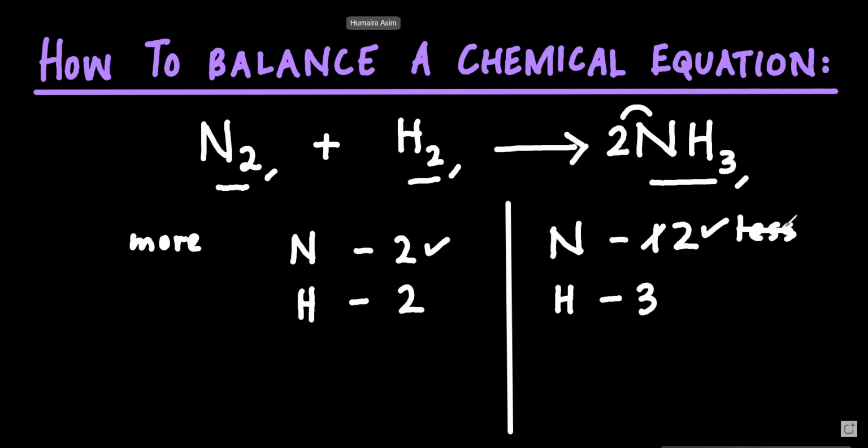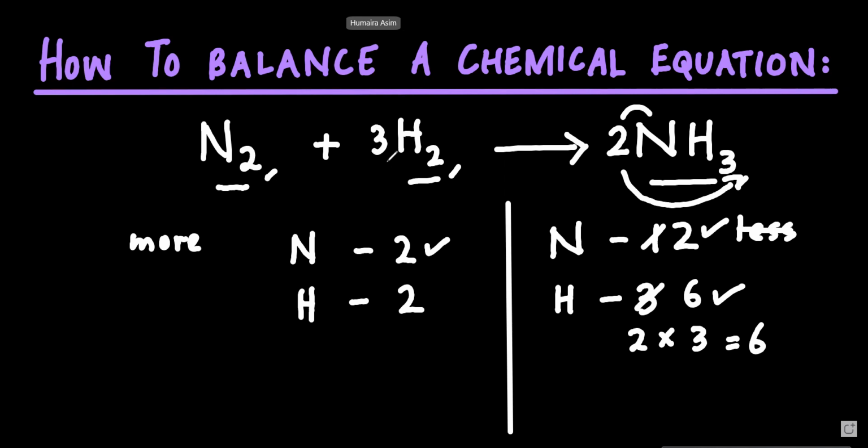But now how about hydrogen? This 2 will be multiplied with this hydrogen. So it means it has made hydrogen 6. 2, 3 times 6. So here my hydrogen has become 6. Now on the other hand side, what should I put to make it 6? Let's write 3 here. This 3 will be multiplied with this 2, making it 6 as well. So on both sides, I'll have 6 hydrogen.